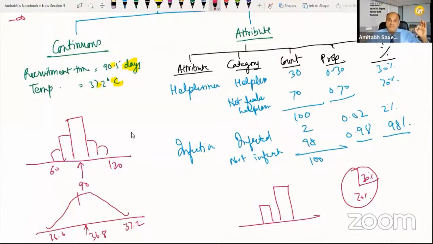Please remember, you can measure everything. And then when you are measuring, please remember attribute and continuous data, because the tool usage will be different. And then when you are trying to correlate the two data, again, there will be combinations like temperature and infection. Are they correlated? Helplessness and recruitment time, are they correlated? See, anything can be correlated with everything.